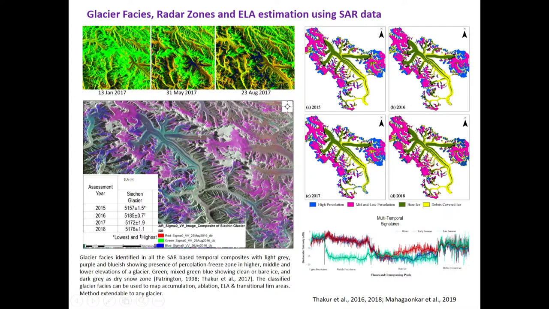You can see here the composite of different time periods. These are the images of different time periods, and this is the composite, and we could generate this kind of glacier radar zones. You can see here this is the high percolation zone, this is the middle percolation zone, the green color shows the bare ice zone, and the yellow color shows the debris covered ice. So with the help of this kind of analysis, we can easily identify the ELA of the glacier, and we can do the glacier mass balance.